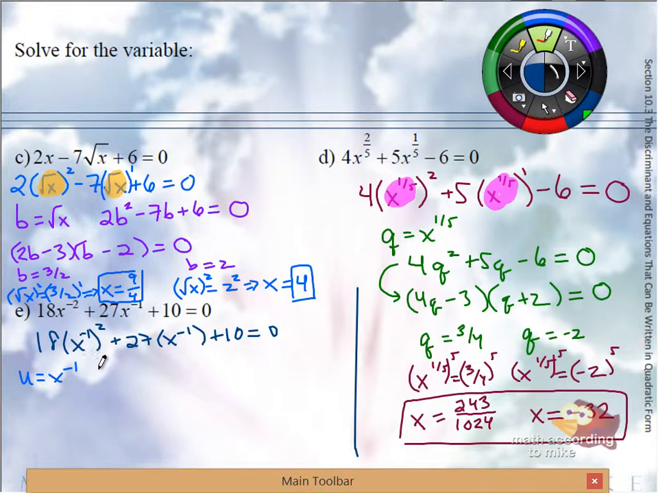So we have 18u squared plus 27u plus 10 equals 0. How does 18u squared plus 27u plus 10 factor?